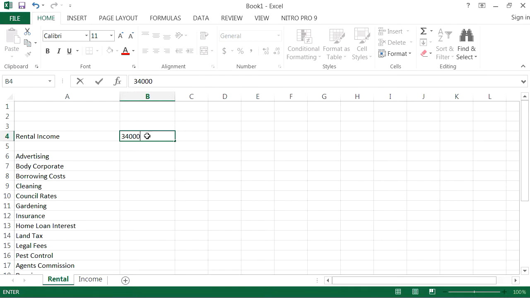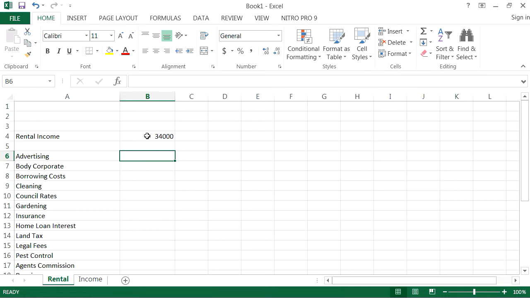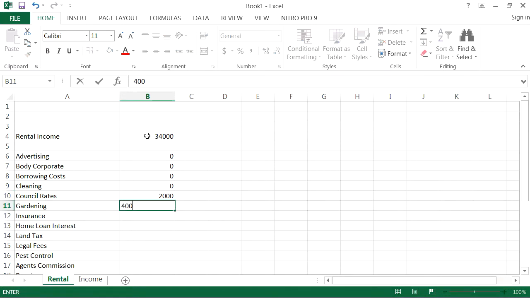Rental income for a 2 or 3 bedroom house in the local area, probably about $34,000. Let's assume the property was tenanted throughout the year. Body corporate fees, freestanding property, so no body corporate fees. Borrowing costs are something that we work out for you. No cleaning needed to be done. Council rates about $2,000, $400 for the gardening, $2,000 for the landlord insurance.